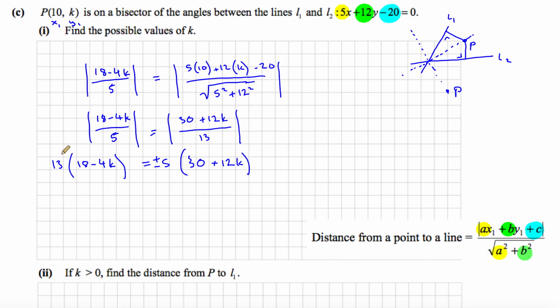So we work out the left. We have 13 times 18 here, giving us 234, minus 4 by 13 is 52, so minus 52k, equal to plus or minus 5 by the 30, which is 150.